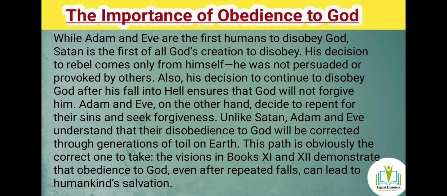Adam and Eve, on the other hand, decided to repent for their sins and seek forgiveness. Unlike Satan, Adam and Eve understand that their disobedience to God will be corrected through generations of toil on earth. This path is obviously the correct one to take. The visions in Books 11 and 12 demonstrate that obedience to God, even after repeated faults, can lead to humankind's salvation.